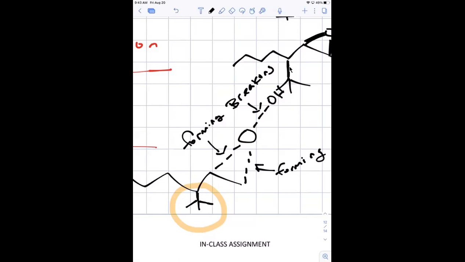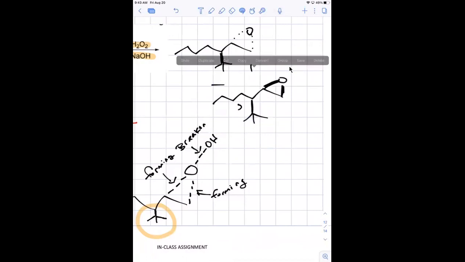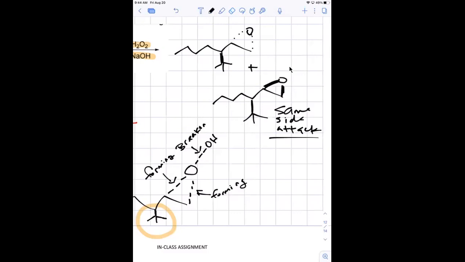It's going to be high energy, so that's bad. So if the oxygen came from the same side, that would be this product right here. You agree? Yes. Because the tert-butyl is on a wedge, and then the oxygen is also on a wedge. So this would be same side attack.